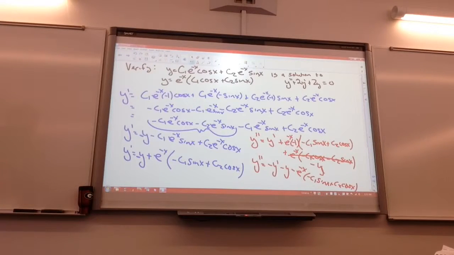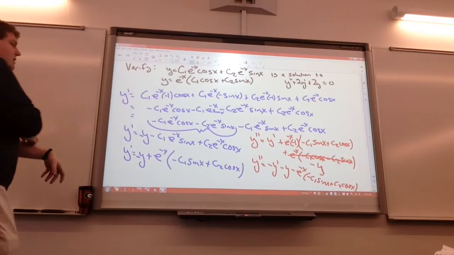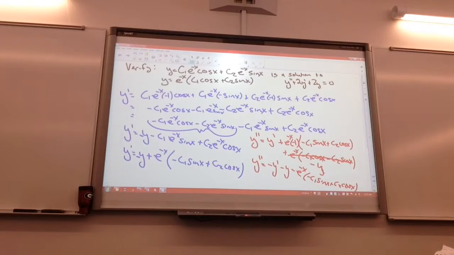So at this point it would just be going back to my original equation and verifying that indeed all that equals 0, by just replacing all the pieces that I've got. So we've got y double prime plus 2y prime plus 2y needs to be equal to 0. Y double prime is given. It's minus y sub 1, minus y.